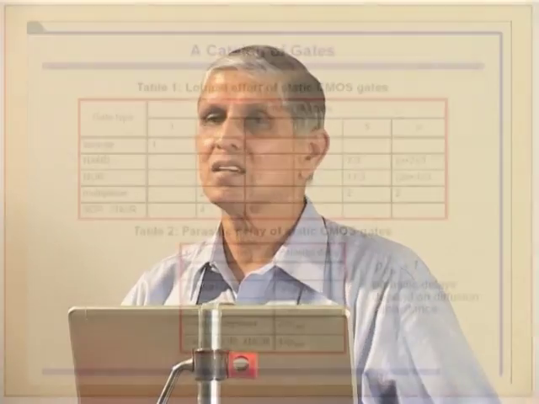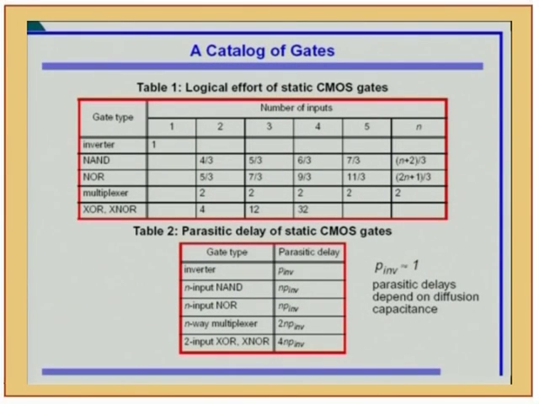So here is the catalog, which of course you can see later. Inverter has number of inputs 1 and the logical effort is 1. Of course, an inverter will not have more than one input, that's why it's an inverter. For NAND gates, the formula is n plus 2 by 3. For a NOR gate, it is 2n plus 1 by 3. You can calculate this from the number of inputs. For a multiplexer, it is a standard 2. For XOR, XNOR, it is 4 for 2 inputs, 12 for 3 inputs, 32 for 4 inputs.